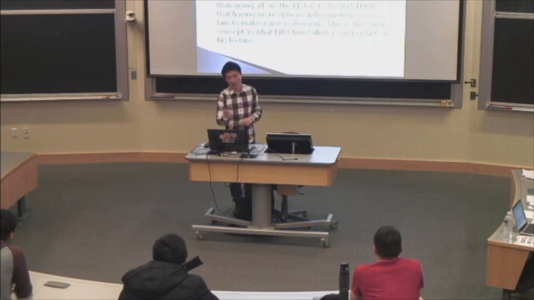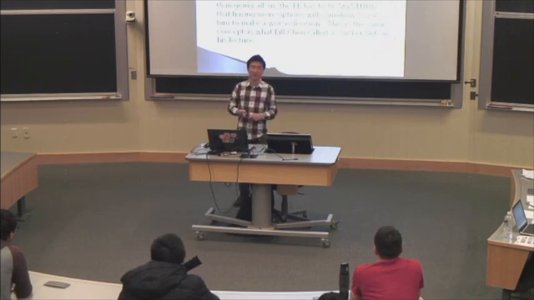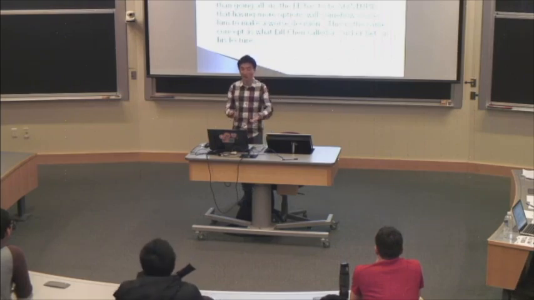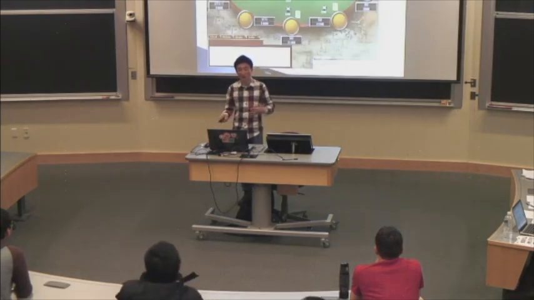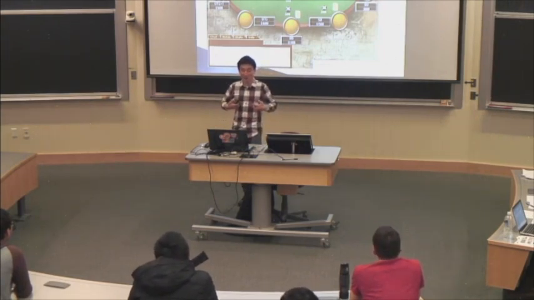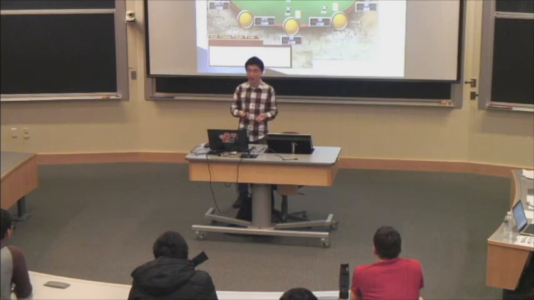Anyways, this is what Bill Chen calls a sucker bet. When you see your opponent do this, you should almost be a bit offended. It very rarely happens, but when it does, I'm sometimes very confused, because my opponent shouldn't be doing this. Maybe they're stupid and they're giving me a free option. But maybe I'm the stupid one. Maybe they think I'm so stupid that if they gave me the free option, I'm going to make a mistake.